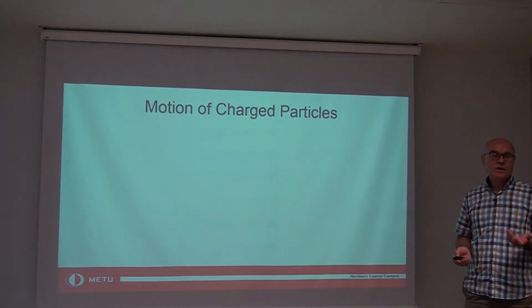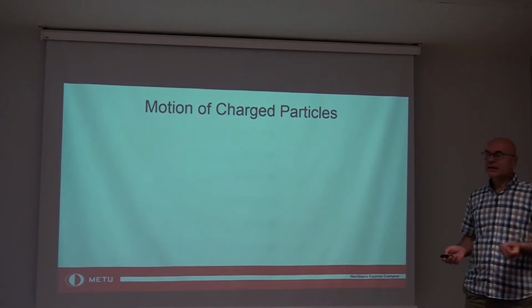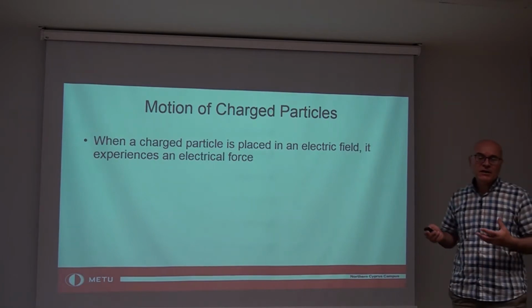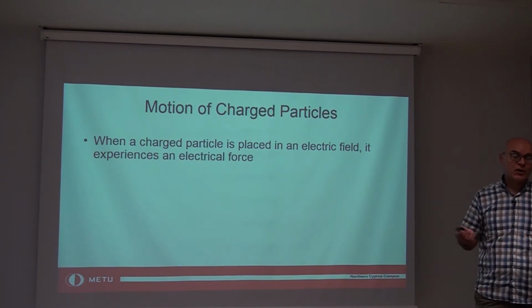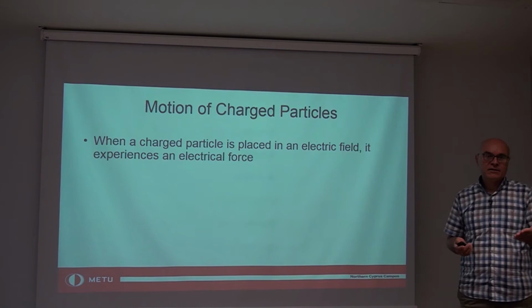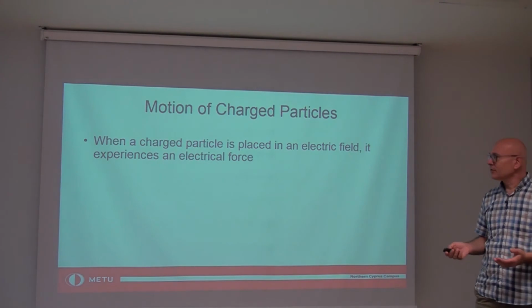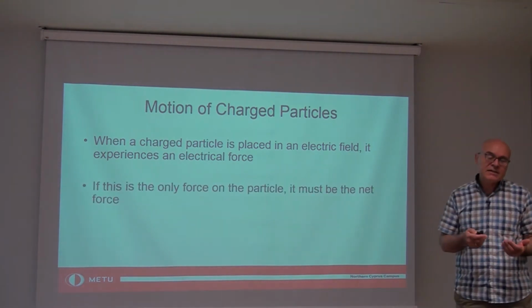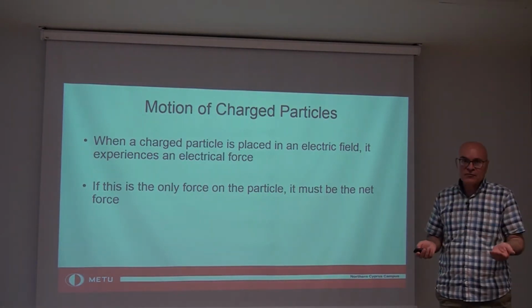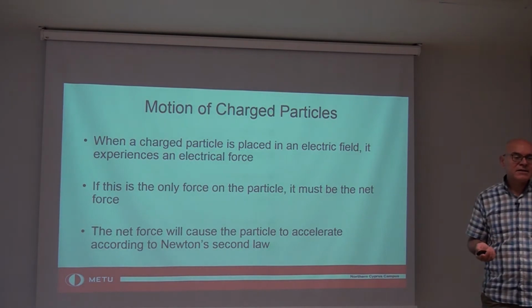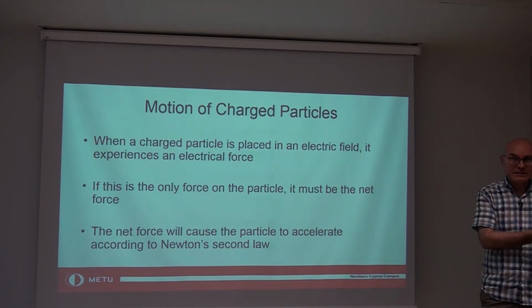Now we will talk about what happens to a charged particle when it moves in an electric field. When the charged particle enters a field generated by other source charge or charges, then evidently it will experience a force because it has a charge. If that is the only force acting on that particle, then it will be a net force, and so the particle will accelerate, according to Newton's second law, under this net force.